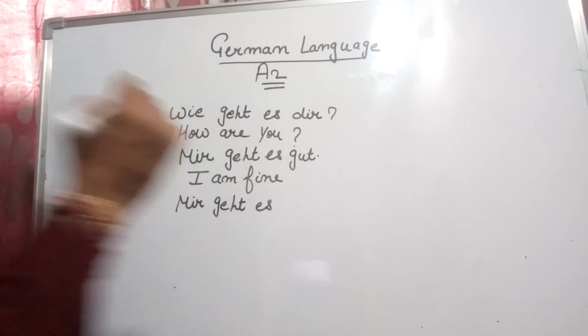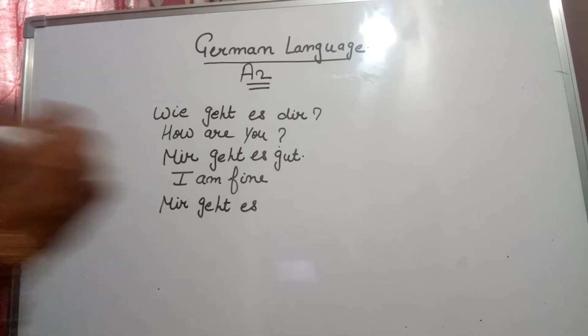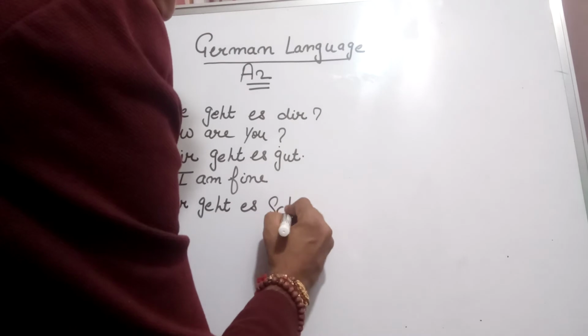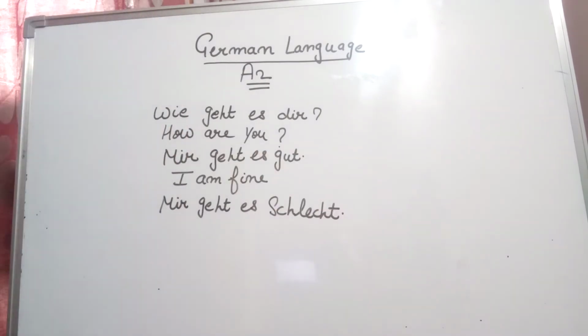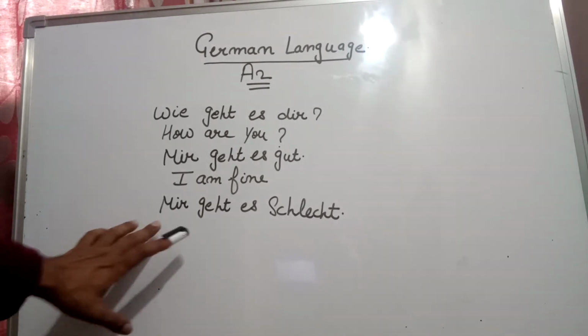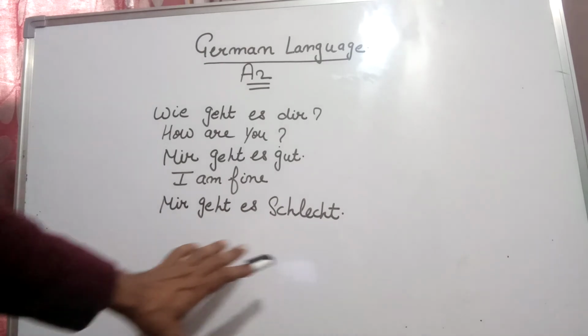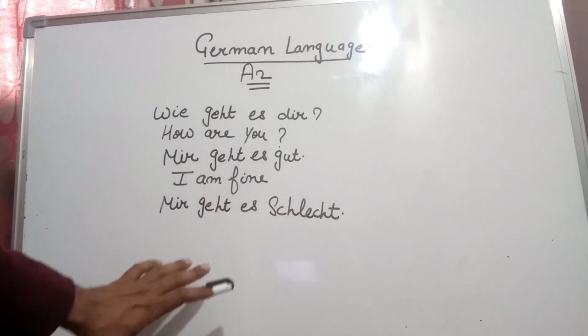How are you? Then you can say like this, I am good. You can say like this, mir geht es gut. Speak up. Mir geht es gut. So you have to repeat after me, mir geht es gut. Mir geht es gut is I am fine. Is that clear to you? So speak after me. Wie geht es dir? Mir geht es gut.